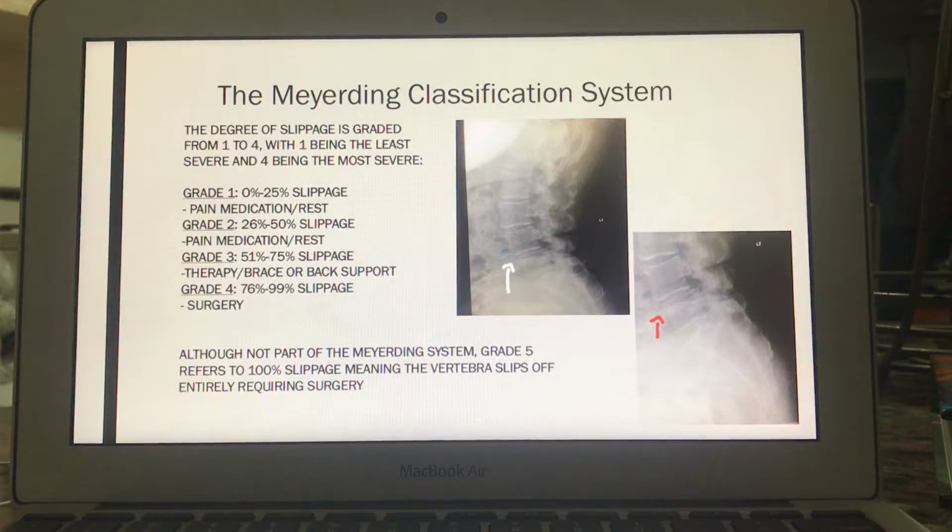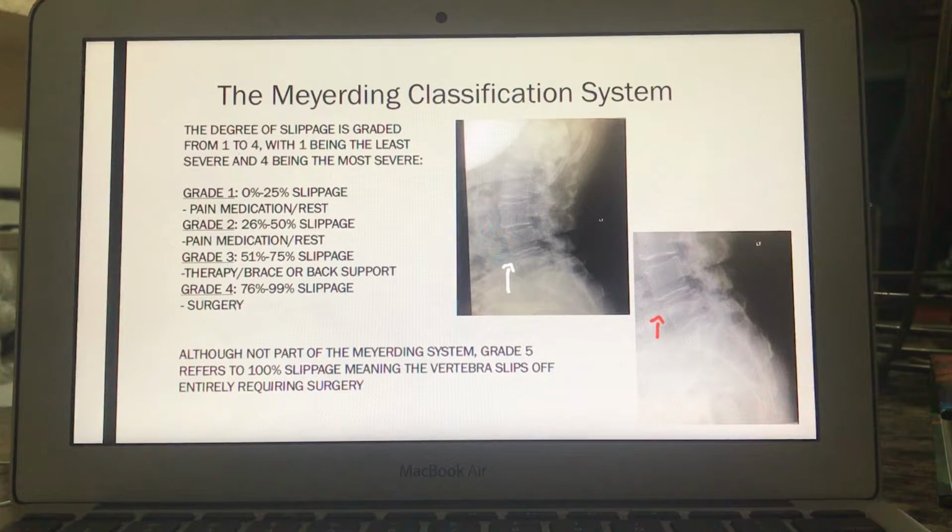And the degree of slippage is classified on this system called the Meyerding classification system. Now, the degree of slippage is graded from 1 to 4, with 1 being the least severe and 4 being the most severe. And I'm going to break down each one. Grade 1 would be 0% to 25% slippage, and the patient would only be referred pain medication and rest.